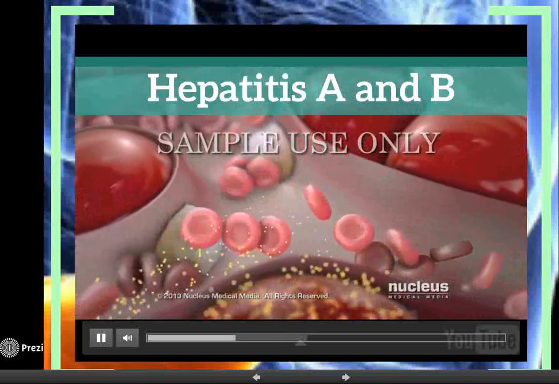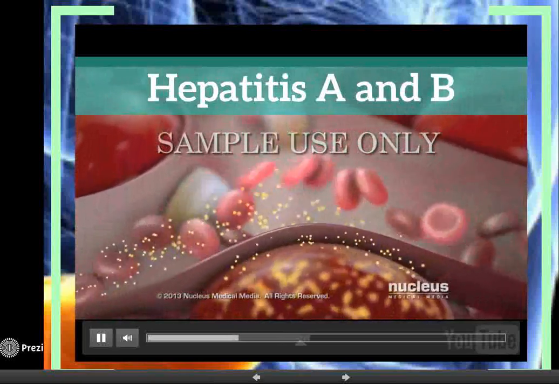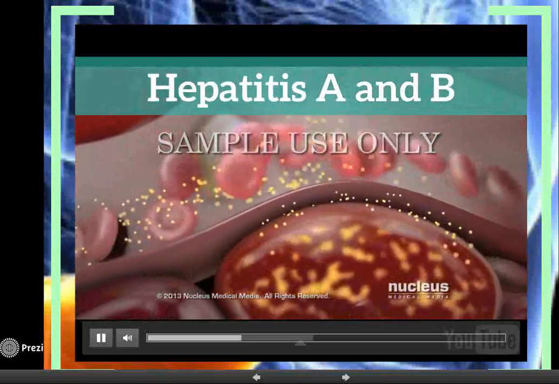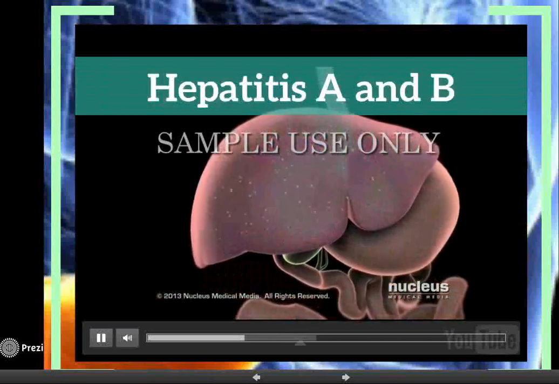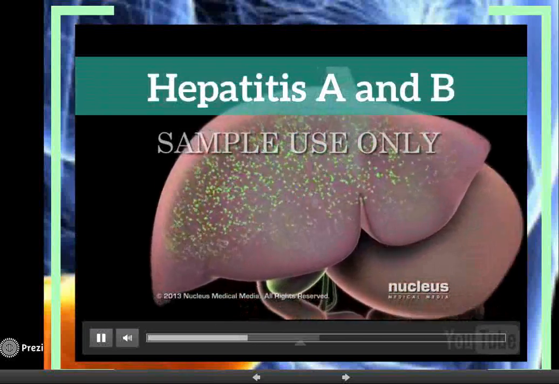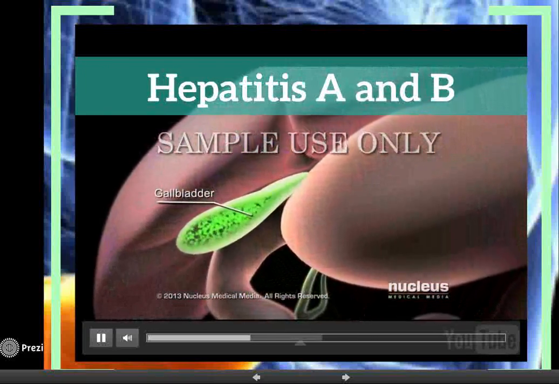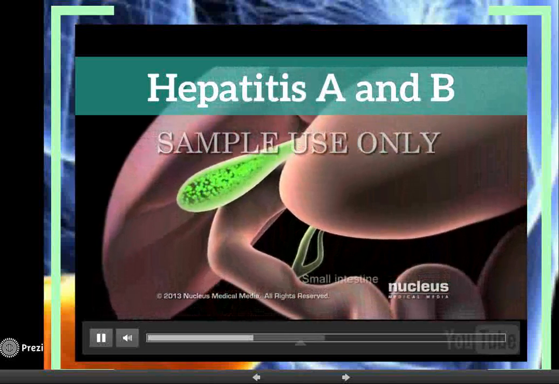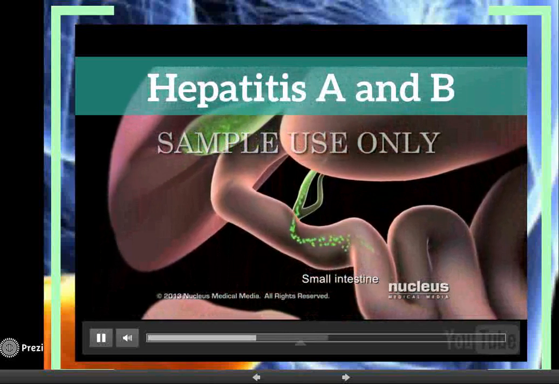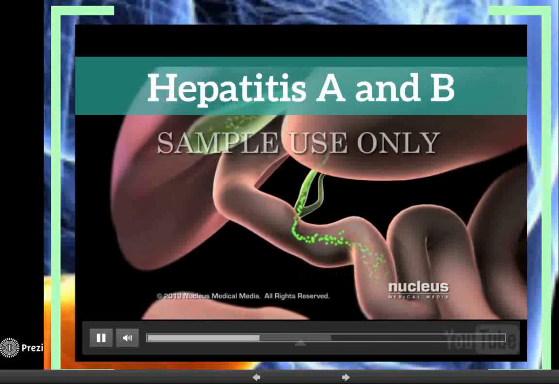After a meal, your liver stores nutrients to provide your body with energy when needed. Your liver also makes a substance called bile. Your gallbladder stores bile and releases it into your small intestine to help digest fats in the food you eat.